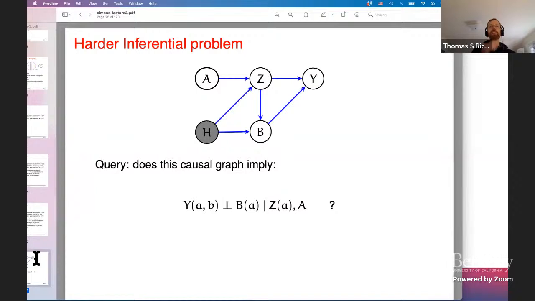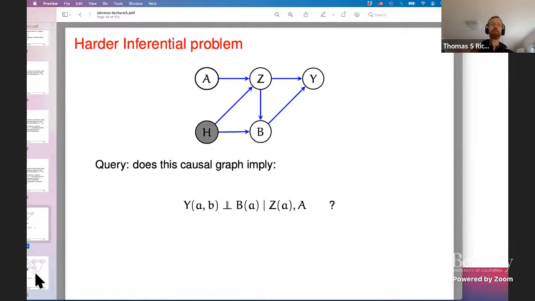Okay, so let's look at a slightly harder inferential problem. Let's consider this graph. Here I've got two treatments, A and B, and then A influences Z. We have a response Z and then a response Y. The response Z just comes after A. The response Y comes after Z and B. And then we have a hidden variable that confounds Z and B. So the question here is, does this graph imply this independence?